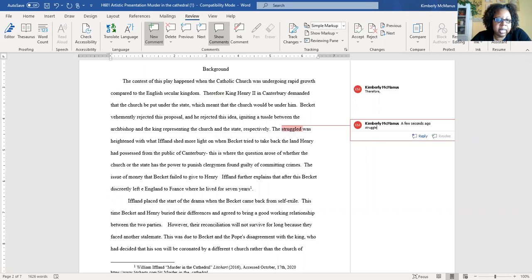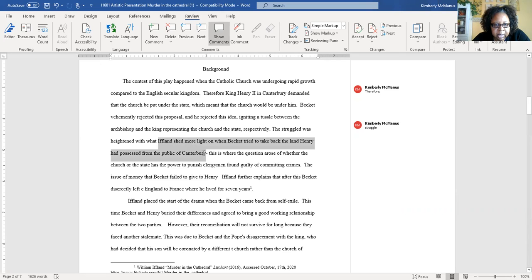Was heightened with what Iffland shed more light on when Becket tried to take back the land Henry had possessed from the public of Canterbury. Okay, so there's something going on here. You said, well, Iffland, you're getting ready to cite somebody. This is what you're saying right here, right? So if you're citing Iffland, then there should have been an asterisk right here, what I'm highlighting.